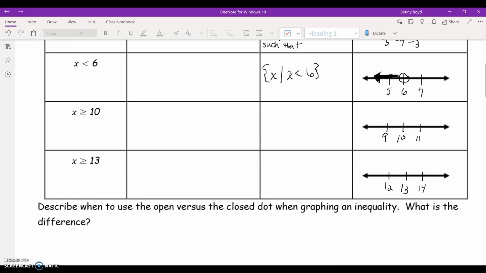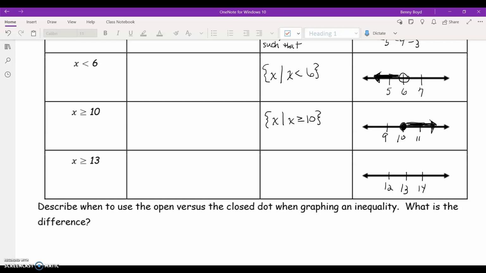Okay, let's move on down to the next example. If we write the next one in set notation, I would write the set of x such that x is greater than or equal to 10. Now this one includes 10 because it says it's greater than 10 or equal to 10. So to indicate that it equals 10, I'm going to put a shaded in circle, and then greater than would again be to the right. And always put an arrow on there if the solution set continues forever in one direction.